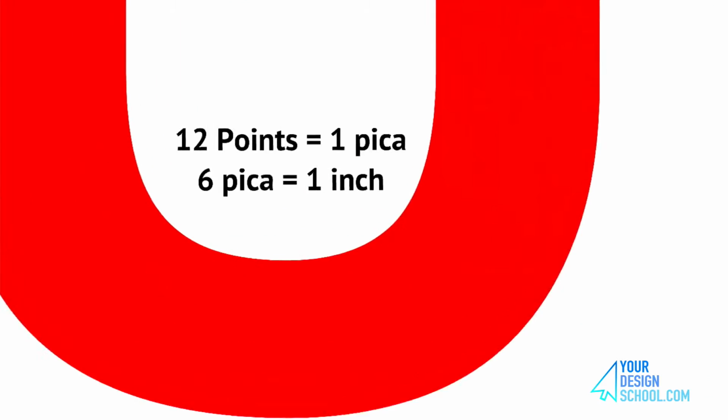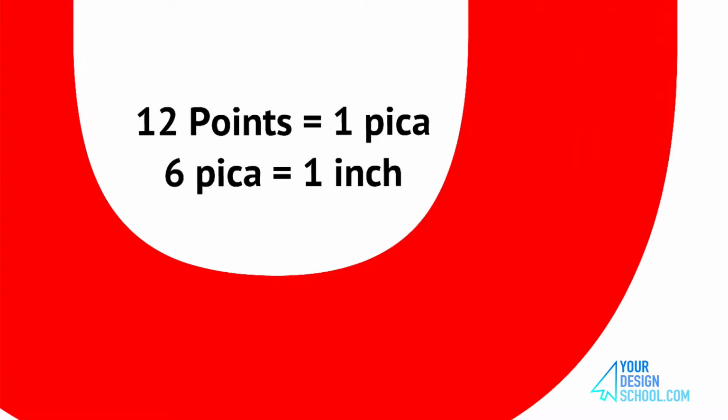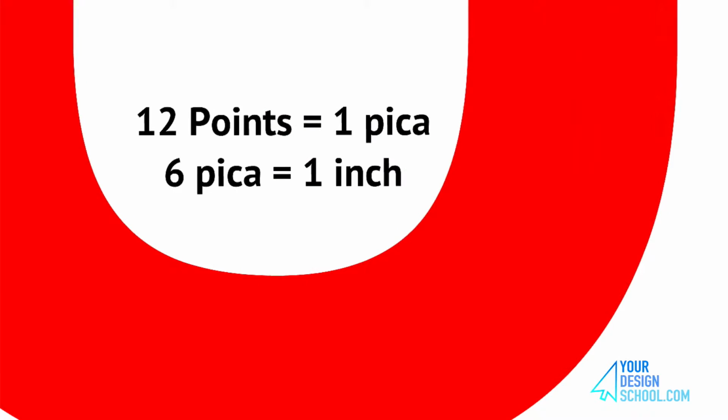Now, 12 points, like a 12-point font, 12 points equals 1 pica. So instead of saying, I'm going to use a 12-point font, you could say, I'm going to use a 1 pica font and look like a typography geek. So you've got 12 points equals 1 pica, 6 picas equals 1 inch.